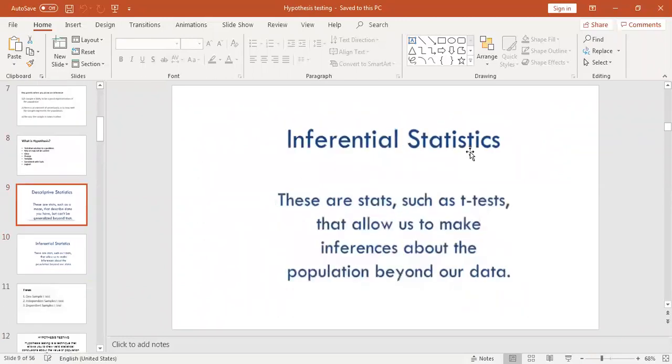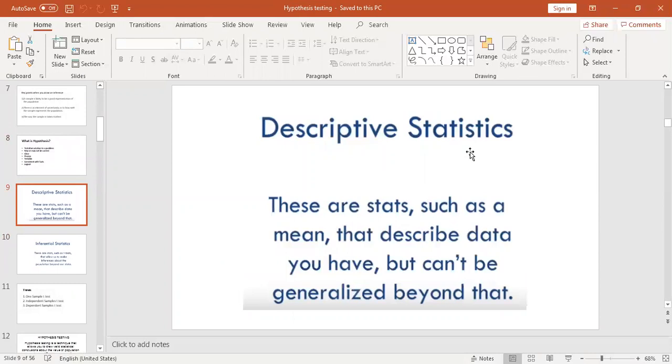So what is the difference between descriptive statistics and inferential statistics? Descriptive statistics are the statistics where we have the mean, mode, and median. They are more like describing the data set that we have. But it's difficult for us to generalize beyond that based on the mean, median, and mode. It's difficult for us to generalize the facts with regard to the population.